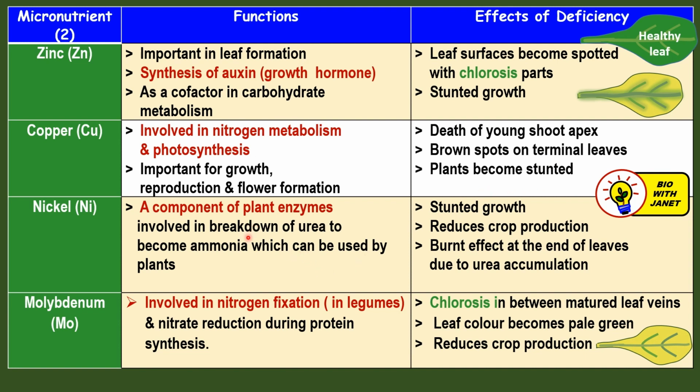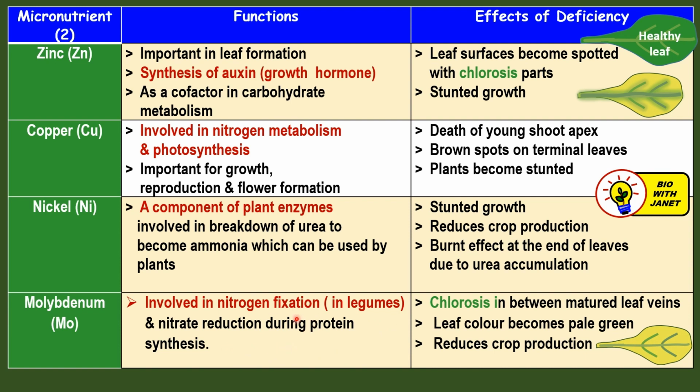Nickel, a component of plant enzymes involved in the breakdown of urea to become ammonia, which can be used by plants. So lack of it will cause stunted growth, and this will also reduce crop production. There's a burnt effect at the end of the leaves if there's a lack of nickel. This is due to urea accumulation, because the urea cannot be broken down to become ammonia when there's a lack of nickel.